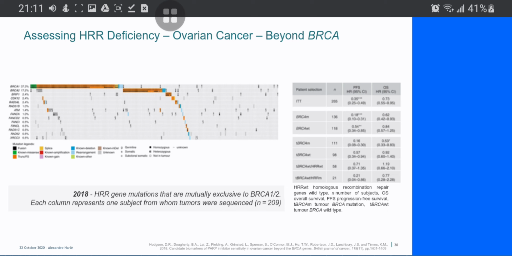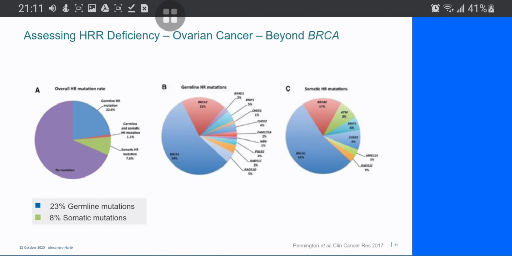In this paper in Clinical Cancer Research in 2017, you can see that in ovarian cancer, among all HR mutations, 23% were germline mutations and approximately 8% were somatic mutations. We also have patients that have both germline and somatic mutations in 1.1%. Among germline mutations, you can see that BRCA1 is more than 50% and BRCA2 represents more than 20%.